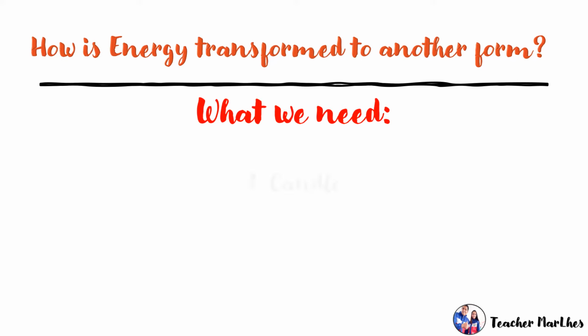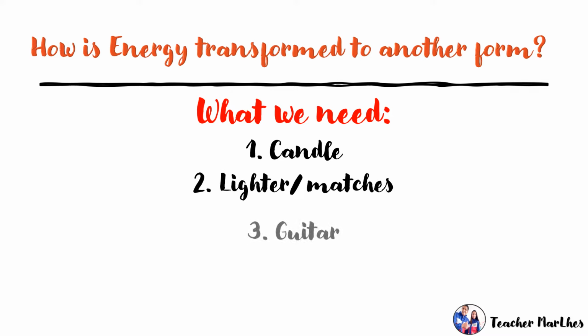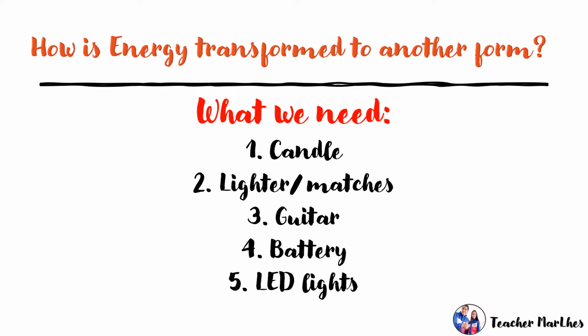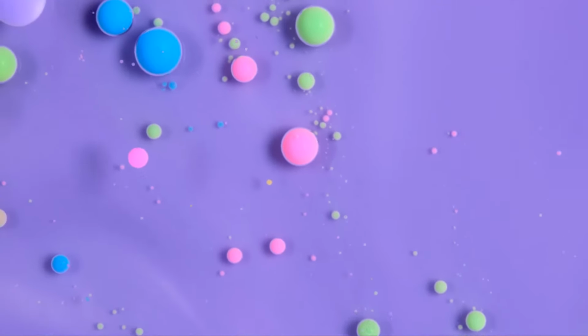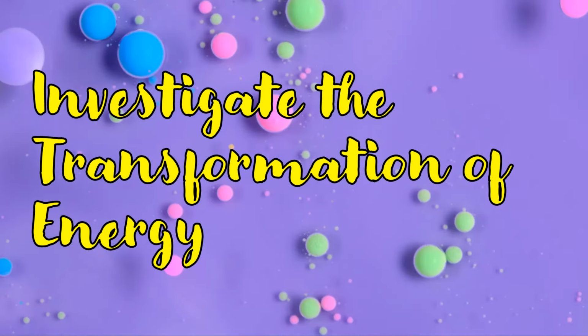So what we need is number one, candle, number two, lighter or matches, number three, guitar, number four, battery, number five is the LED lights. Okay, so this time, let us investigate the transformation of energy. Our first experiment is strumming a guitar. Observe what kinds of energy are produced.